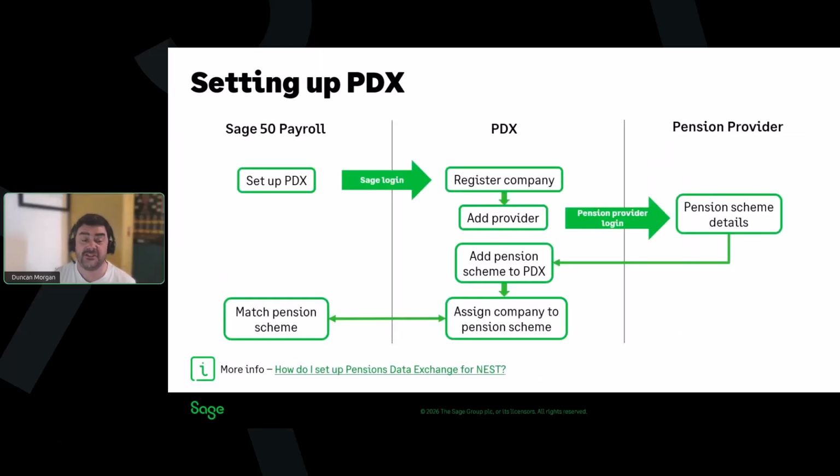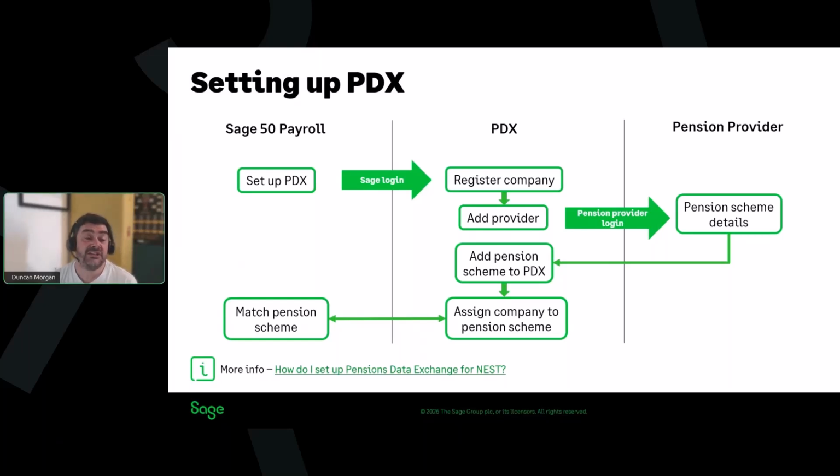So a bit of a flow chart just explaining the steps that have been completed as part of that setup process. Within your pensions module settings, you set up pensions data exchange. In the PDX Management Center, you would register your company. You would then add your provider, which involves signing in with your pension provider login details so that the pension scheme details can then be retrieved and added to the Management Center. And then the final step within that Management Center is to assign the payroll company to that pension scheme.